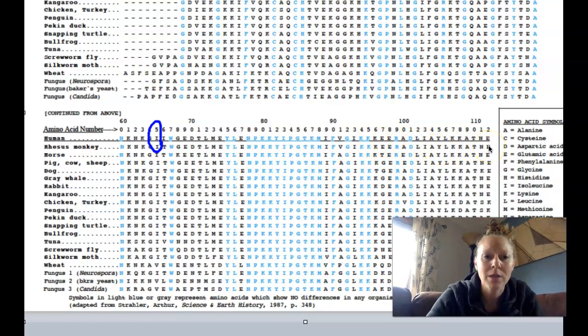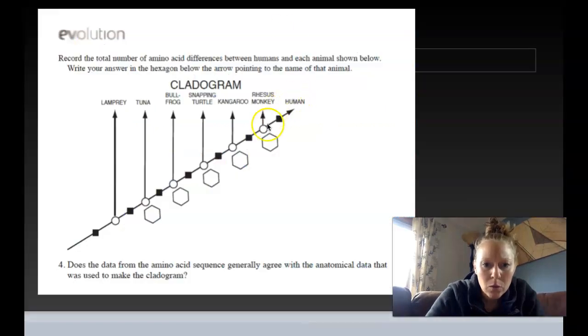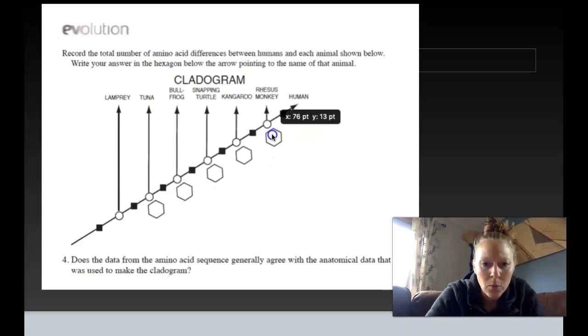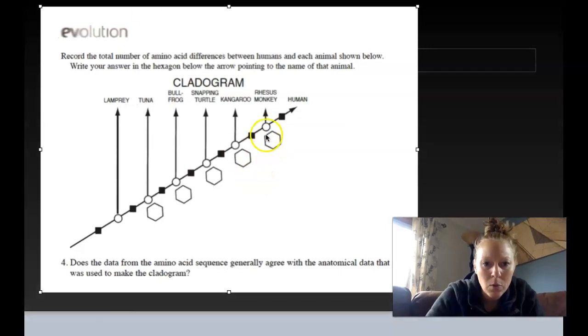And so there is one difference between the rhesus monkey and the human. So I'm going to put a number 1 here. Number 1.